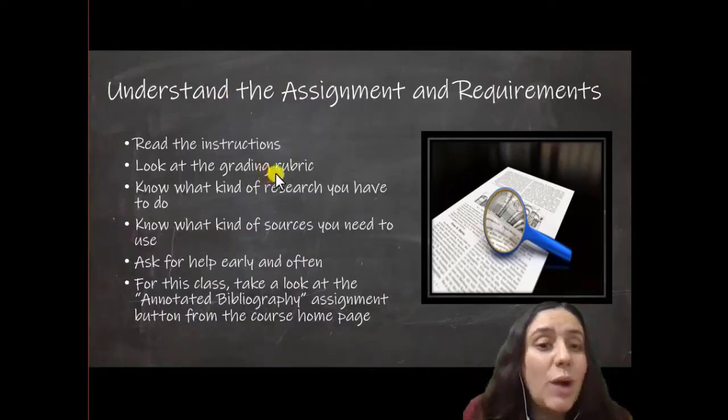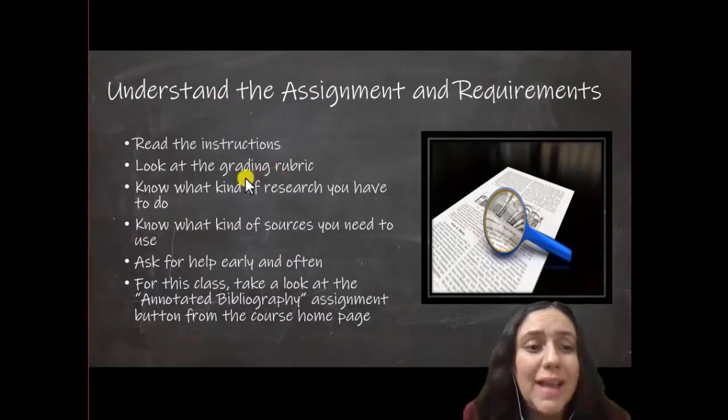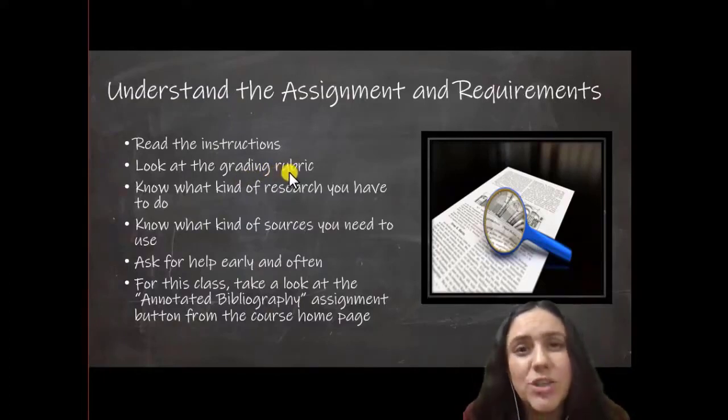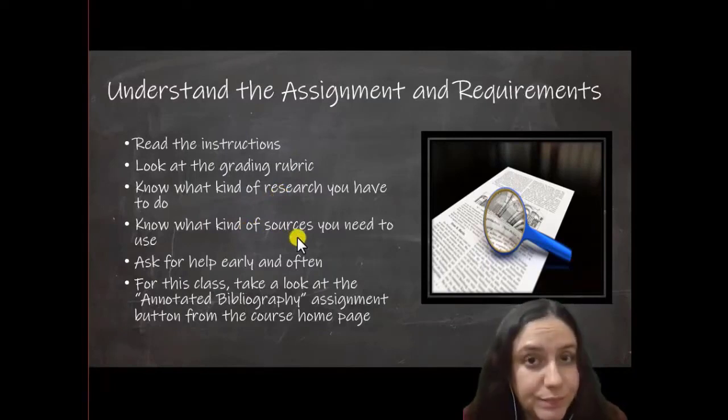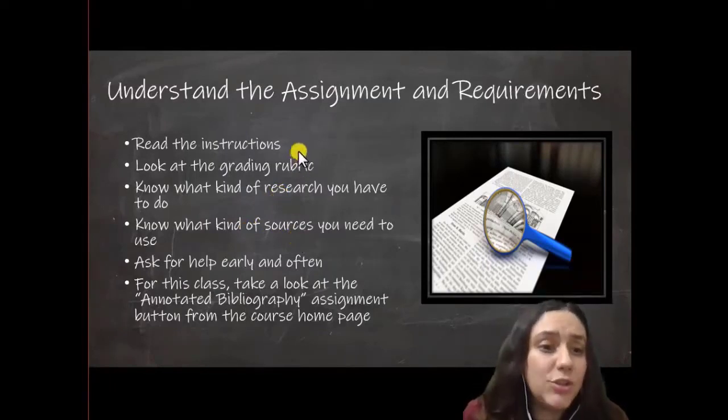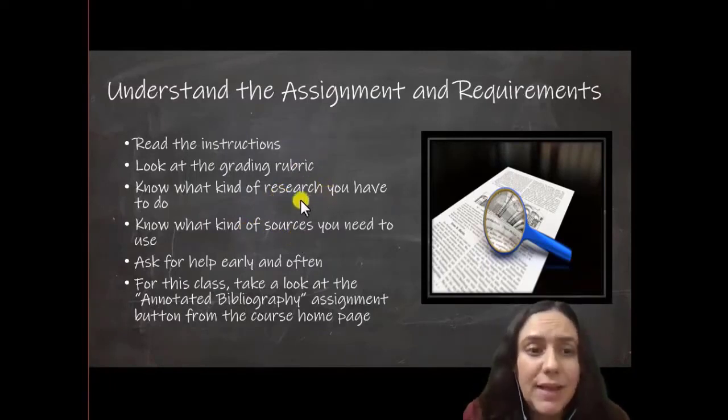We also need to know how we're going to be evaluated. Many times professors include a grading rubric. So make sure that you understand how the project is going to be evaluated, understand what kind of research you need to do, and what kind of sources are acceptable. Carefully look at the instructions to see if the instructions contain enough information to answer these questions.